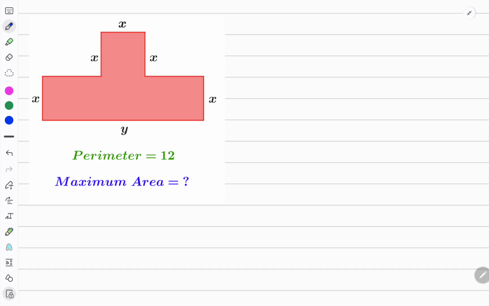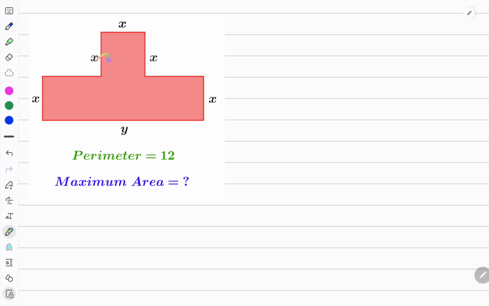Okay, without further ado, let's get started. We have this figure and we know that the perimeter of this figure is 12, and we are going to find the maximum area of that. The perimeter of this figure is the sum of all sides around it.